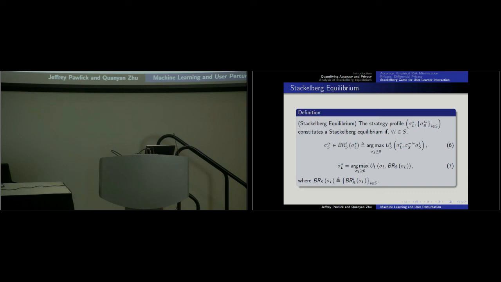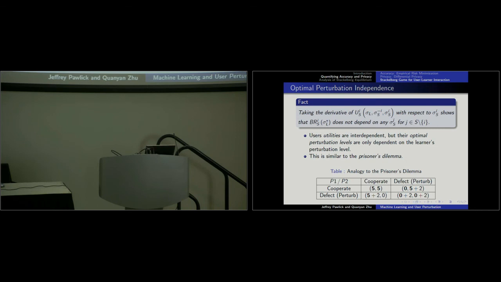Now, once you see that, you ask yourself, how should I respond to that tax policy? In other words, this is how the users are going to respond to this learner. Then putting them together, which I'm not going to describe in too much detail, is going to give you the Stackelberg equilibrium. And this has some analogies to prison.